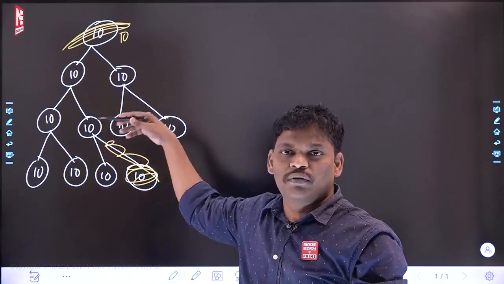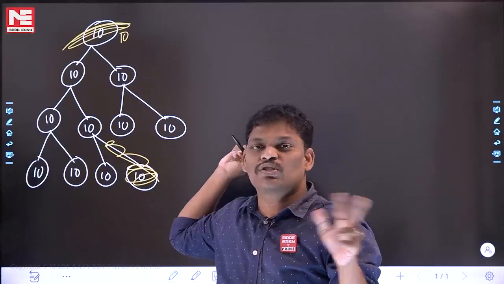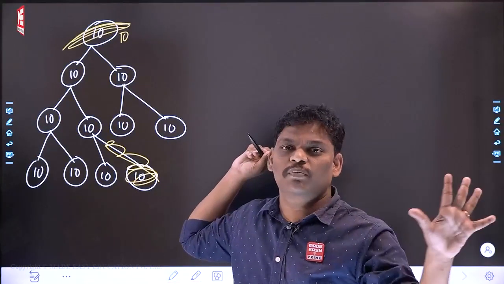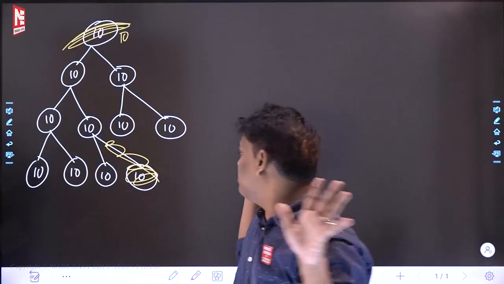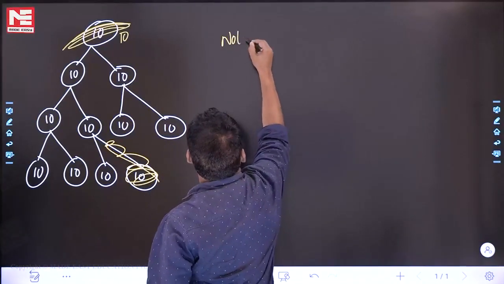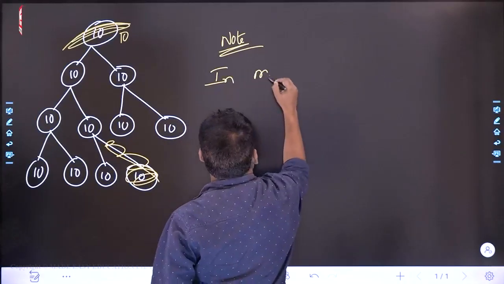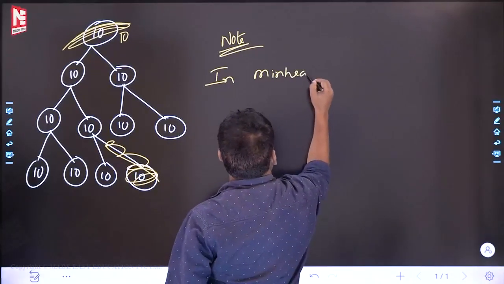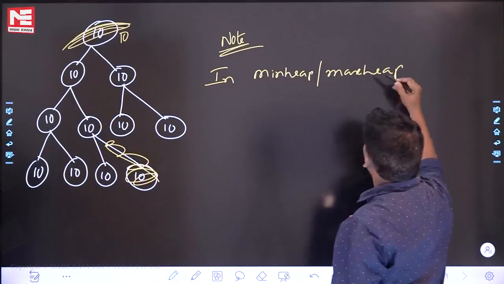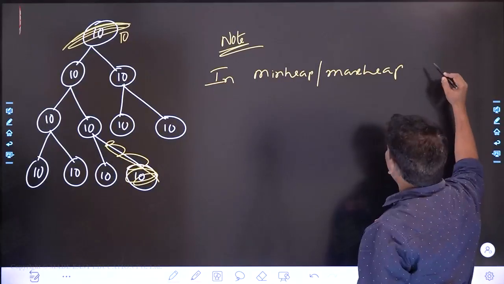Previous example, try to remember: in the max heap tree, deletion and insertion will take best case 1, worst case and average case log n, right? Please be careful, right? Let me write that note, that is the major important one. See this note, in min heap or max heap.